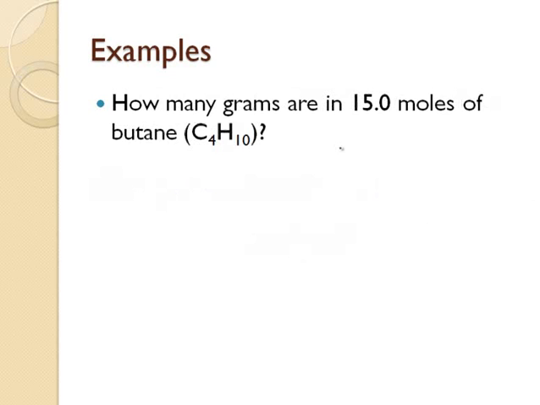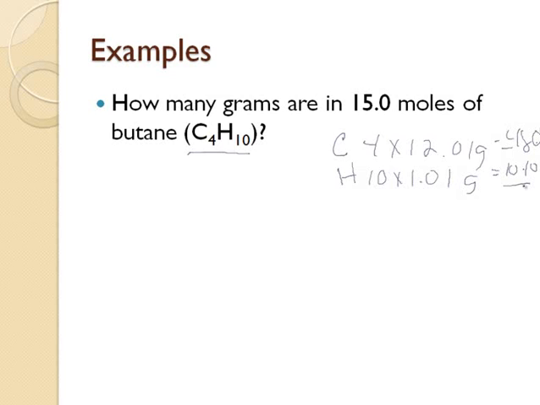Same number of sig figs as my given, 2.56. How many grams are in 15 moles of butane? Well, first I've got to find out how much 1 mole of butane weighs, right? So I have 4 carbons, each weighs 12.01 grams. I have hydrogen, I've got 10 of those, each weighs 1.01 grams. This is going to be 48.04. This is going to be 10.10. Add it together and I get 58.10 grams.